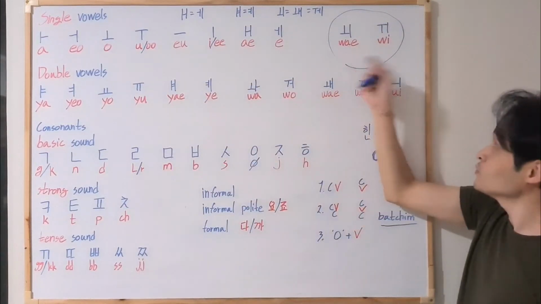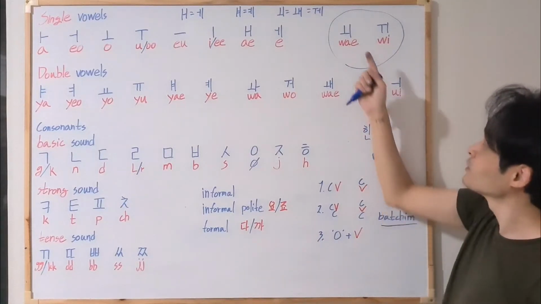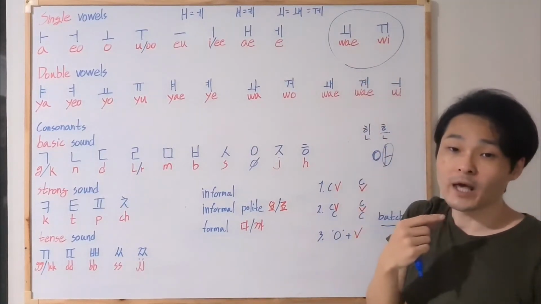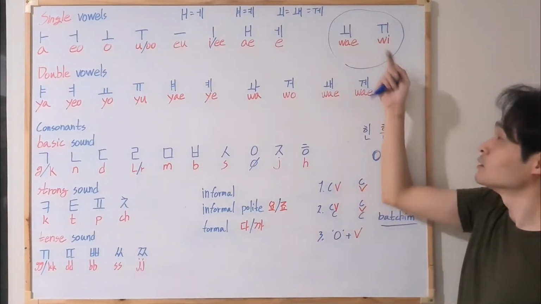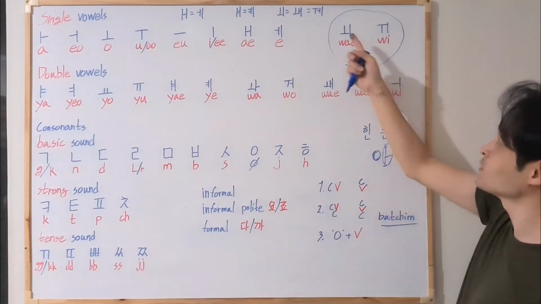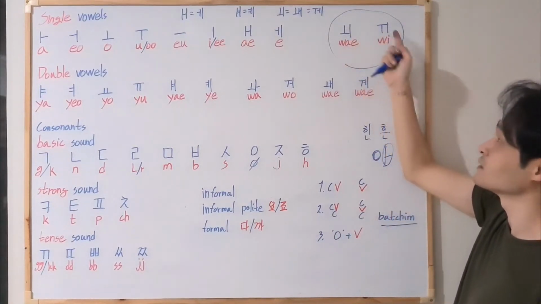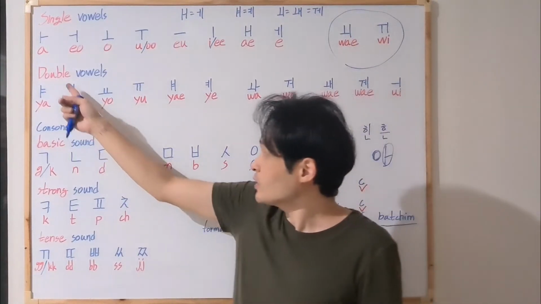But when we pronounce these vowels, mouth shape does change. 왜, we. Why? Because there are two vowels inside. That's why. Okay? So now, double vowels.